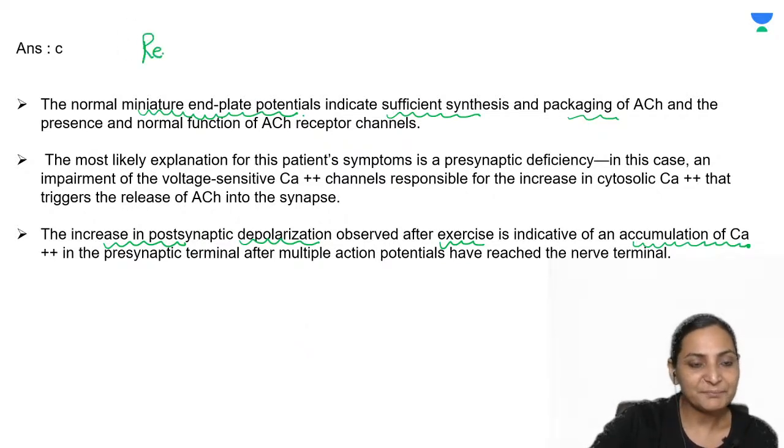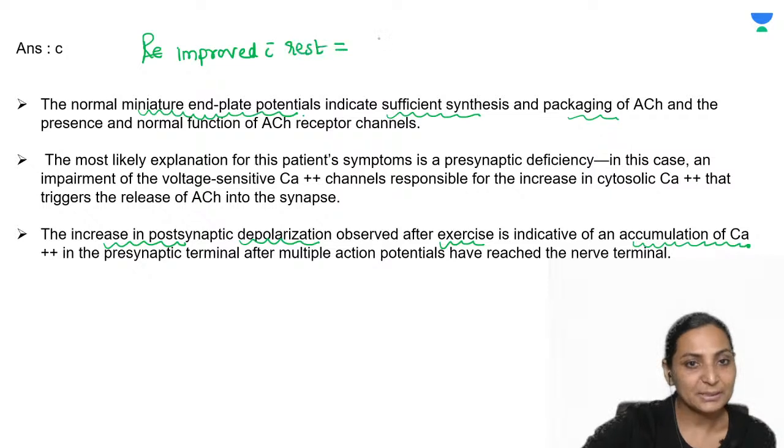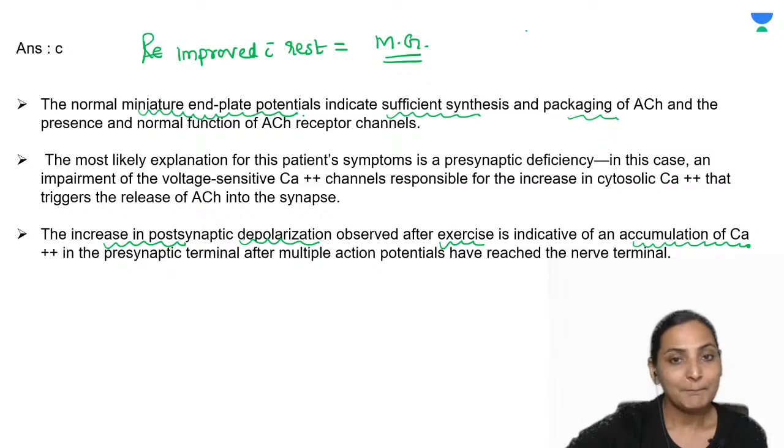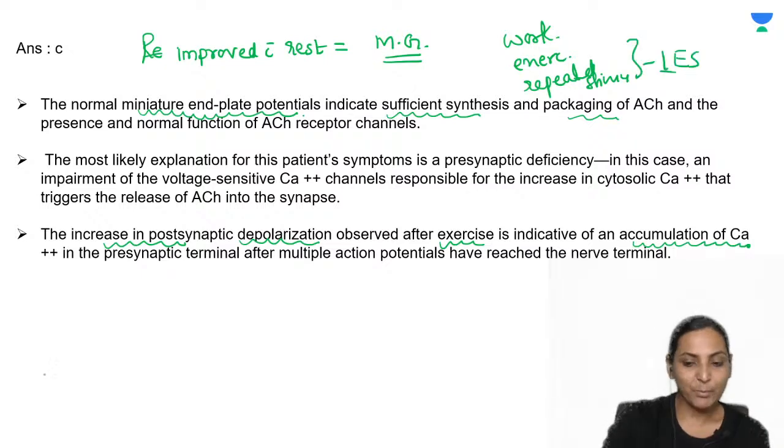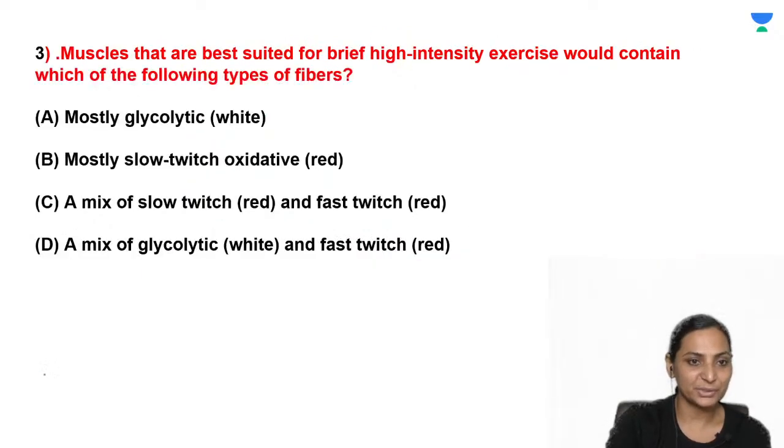So remember, if the condition says that there is improvement with rest, the clinical picture goes more towards myasthenia gravis. But if it tells us that there is improvement with work, or improvement with exercise, or improvement with repeated stimulation, then this takes us more towards Lambert-Eaton syndrome. So this is an important thing, how we can categorize and differentiate.